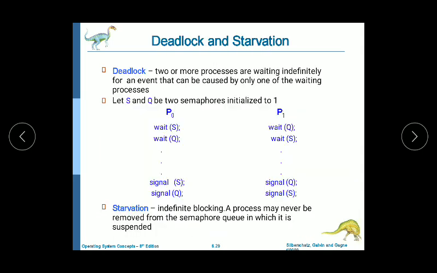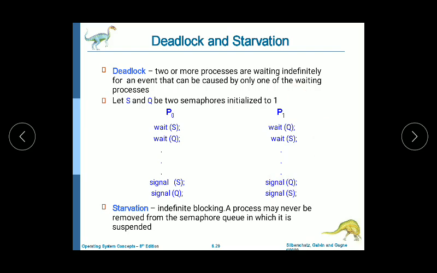Next is a small topic about deadlocks and starvation. The implementation of a semaphore with a waiting queue may result in a situation where two or more processes are waiting indefinitely for an event that can be caused only by one of the waiting processes. The event in question is the execution of the signal operation. Once such a state is reached, these processes are said to be deadlocked. That is, two or more processes are waiting indefinitely for an event that can be caused by only one of the waiting processes. Consider this code.